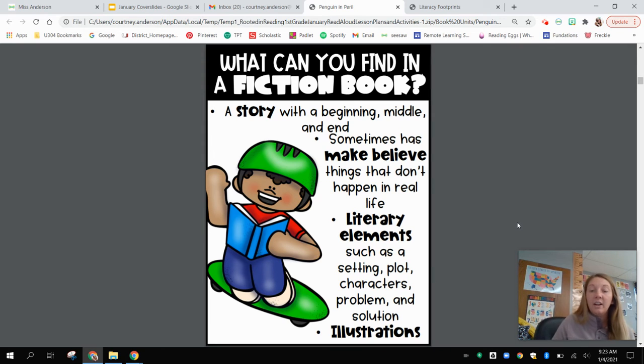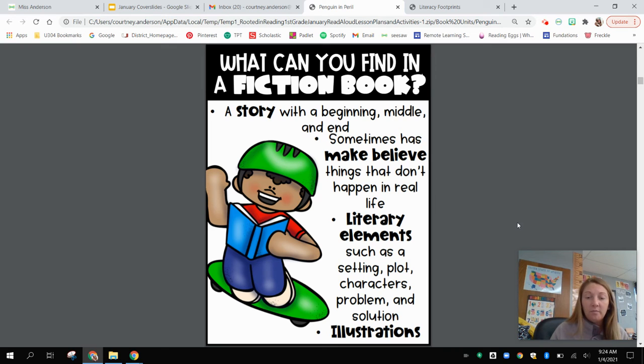All right. Then there are literary elements in a fiction book, such as the setting, a plot, characters, a problem, and the solution. So we've talked about setting before. That's where the story takes place. Maybe it's in a castle. Maybe it's in the ocean. Maybe it's at a school. And then we've talked about the characters. Now, the characters could be people or they could be monsters or animals. And if the animals and the monsters are talking, then we for sure know that it's a fiction story and it's fake.